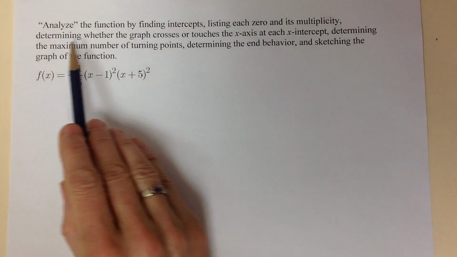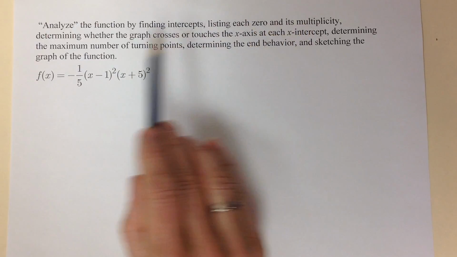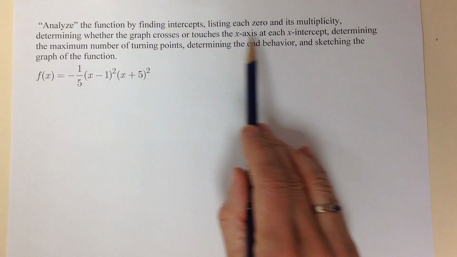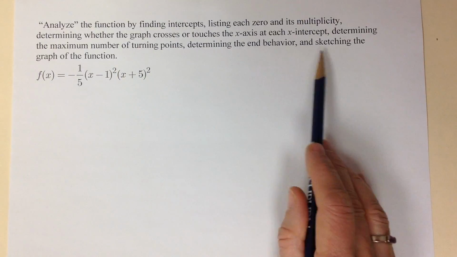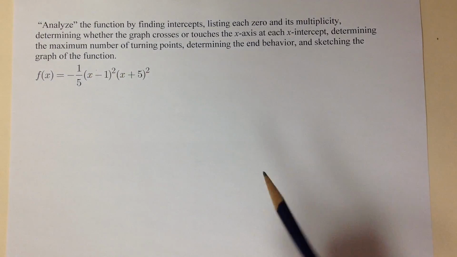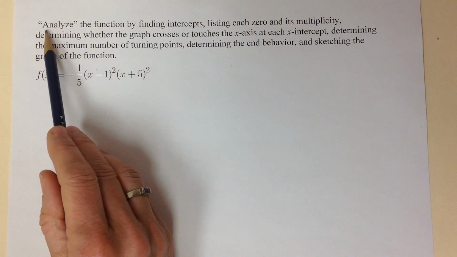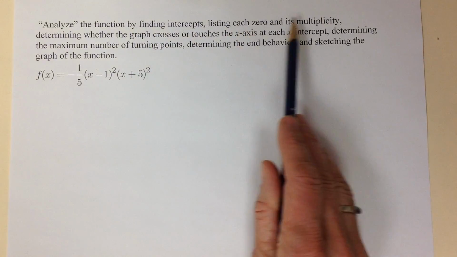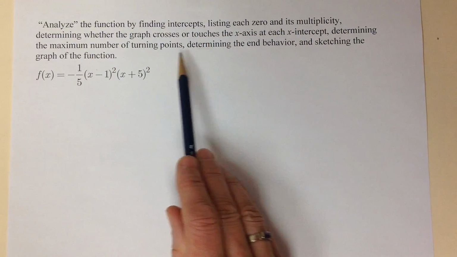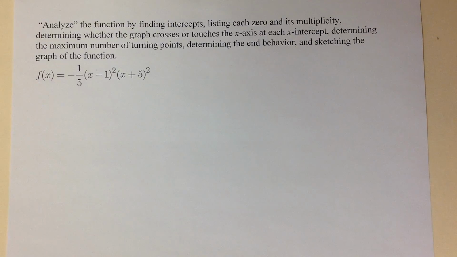We're asked to analyze the function by finding intercepts, listing zeros with multiplicities, whether or not we'll cross or touch the x-axis at the intercepts, determining maximum or turning points, end behavior, and sketching the graph. Now this is similar to what your textbook has for directions, but they say to follow a chart with several steps. These are the things that we are going to want you to be able to find. Okay, so it doesn't matter what order we do them in.